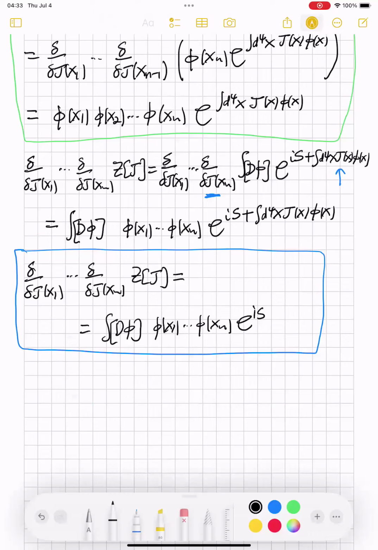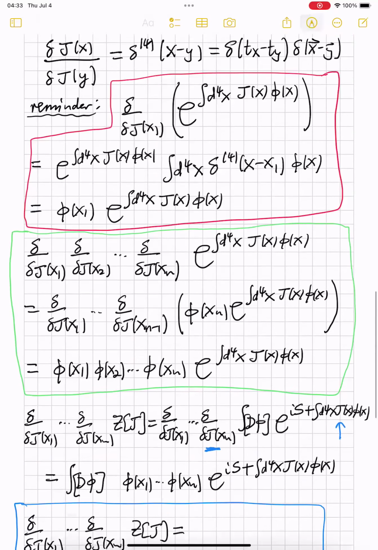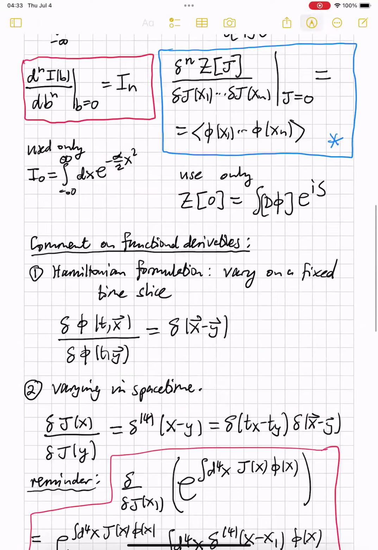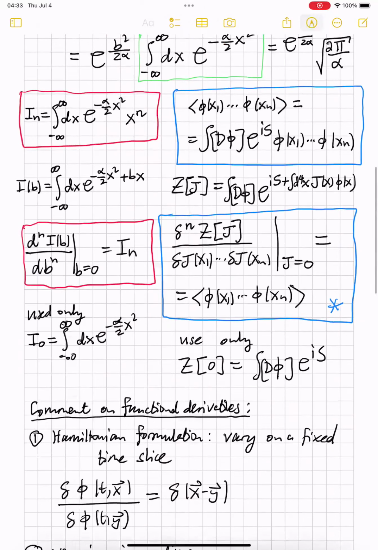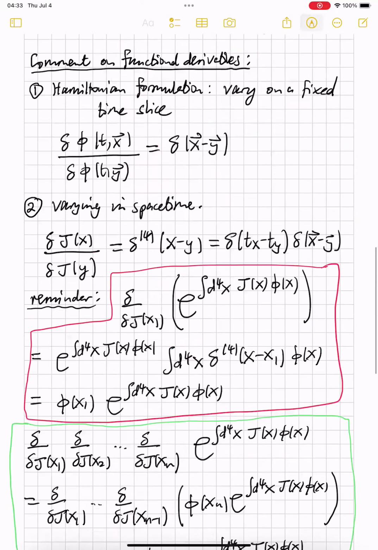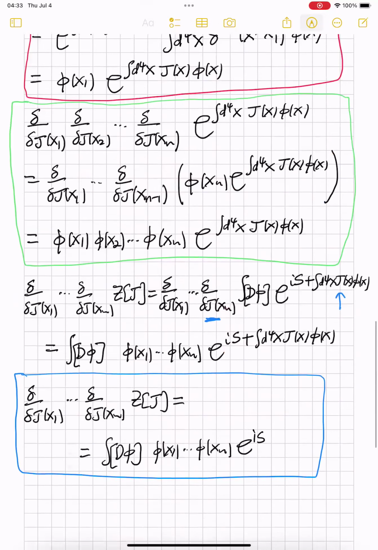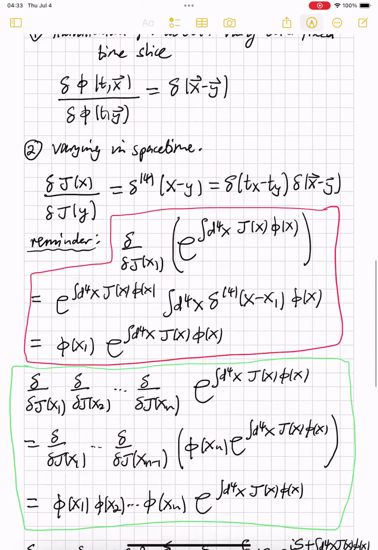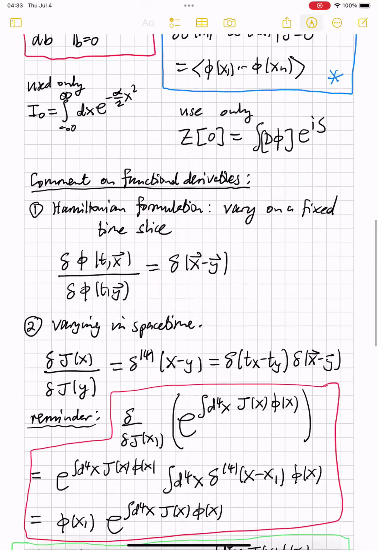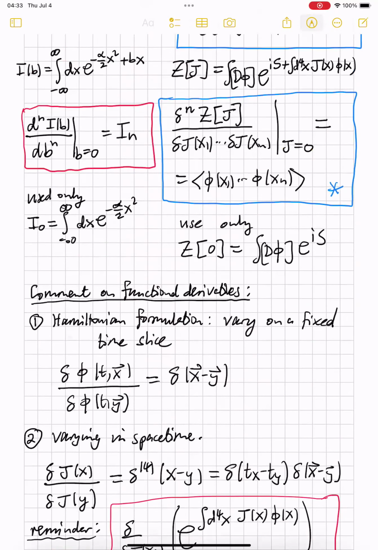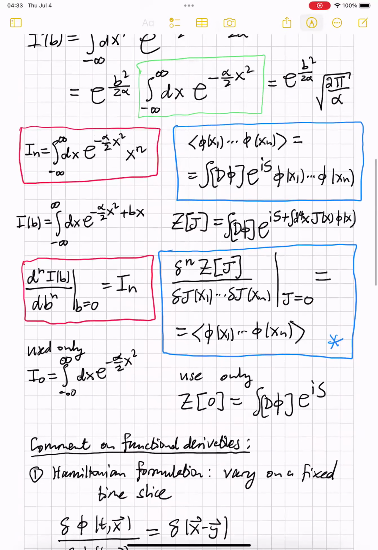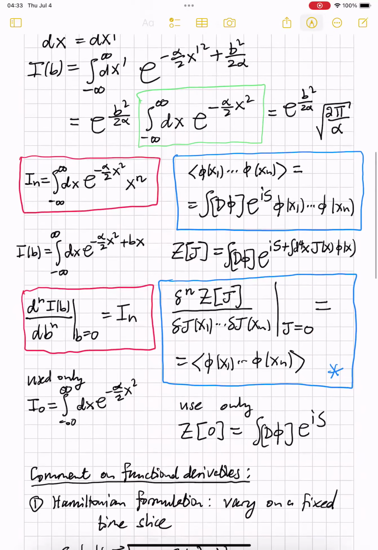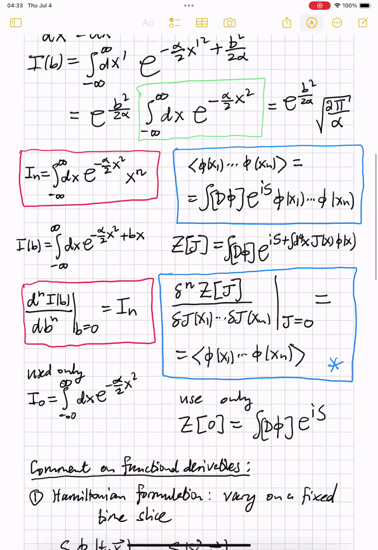And if you look at what we had, that path integral is just the correlation function, the time-ordered correlator. So that's what we've gotten here. And that means we've proved this formula star that we had. And this is the reason why Z of J is an interesting quantity to calculate.